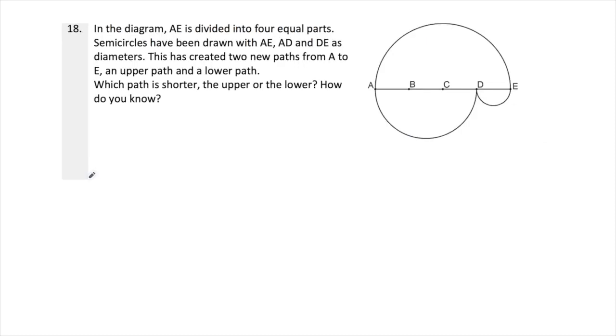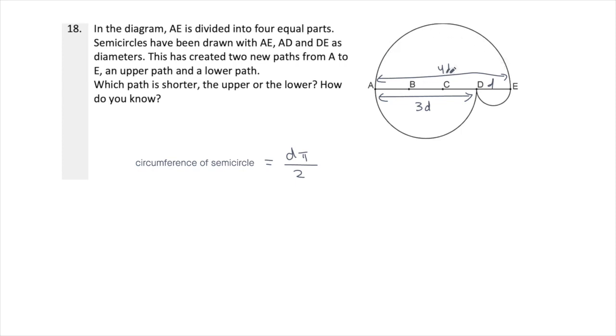For this problem, we have to figure out if the upper or lower path is shorter. Let's assume that the diameter of the smallest semicircle is equal to d. That means the diameter of this larger semicircle is equal to 4d, and the diameter of this semicircle is equal to 3d. The circumference of a semicircle is equal to the circumference of a circle, which is d pi, divided by 2, since a semicircle is half a circle. Let's figure out the length of this upper path first.